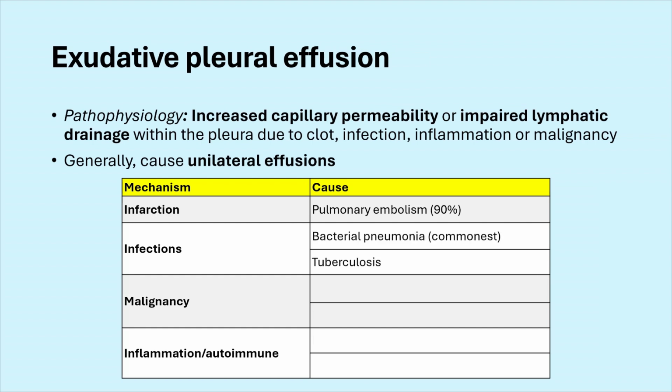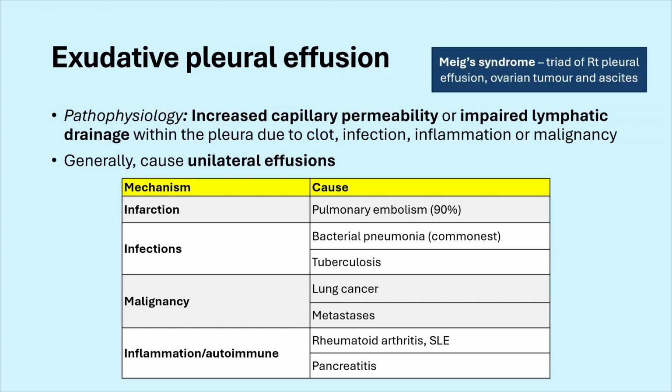Infective causes are the most common, with bacterial pneumonia being the most common type. Tuberculosis can also be another cause. Lung cancer and metastases to the lungs can also cause exudative pleural effusions, and autoimmune conditions such as rheumatoid arthritis or systemic lupus erythematosus, or inflammatory conditions such as pancreatitis, can all cause exudative pleural effusions.